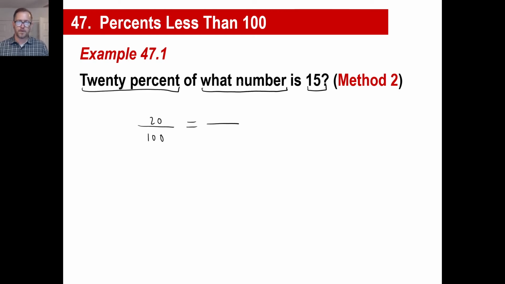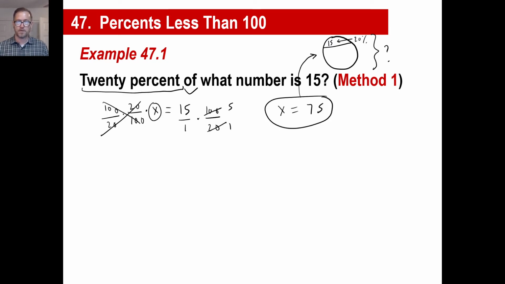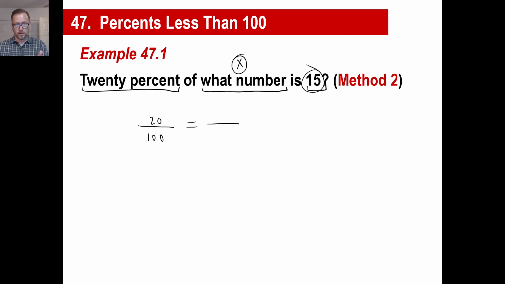All right, what number, which we'll call x, and 15 are left. Those are 2 things left. We have 2 blanks left. The question is, which one goes where? Because unless you put it in the right place, you're going to get the wrong answer. Well, we know from our drawing back here that the number we're looking for is bigger than 15. Remember that? Okay, so we're looking for a number bigger than 15. Well, look at our fraction.